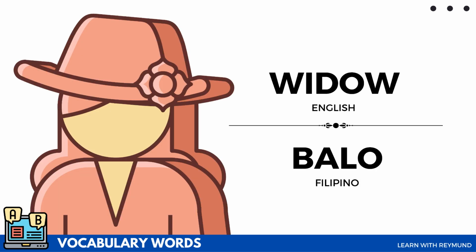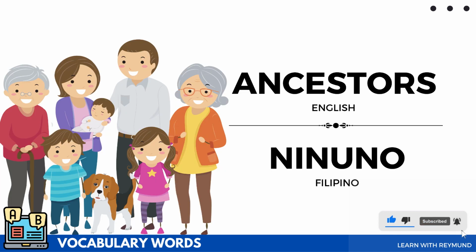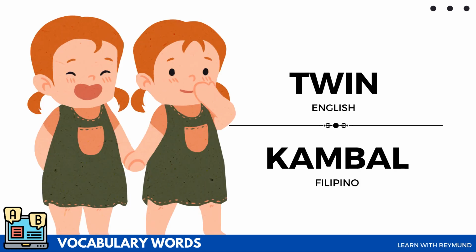A widow in English is balo in Filipino. Widow, balo. A relative in English is kapamilya in Filipino. Relative, kapamilya. In English, it's your ancestors, while in Filipino, it's your mga ninuno. But if you only say ancestor, it's singular, it's ninuno. But if it's plural, mga ninuno. Ancestors, mga ninuno. It's a twin in English, while in Filipino, it's kambal.